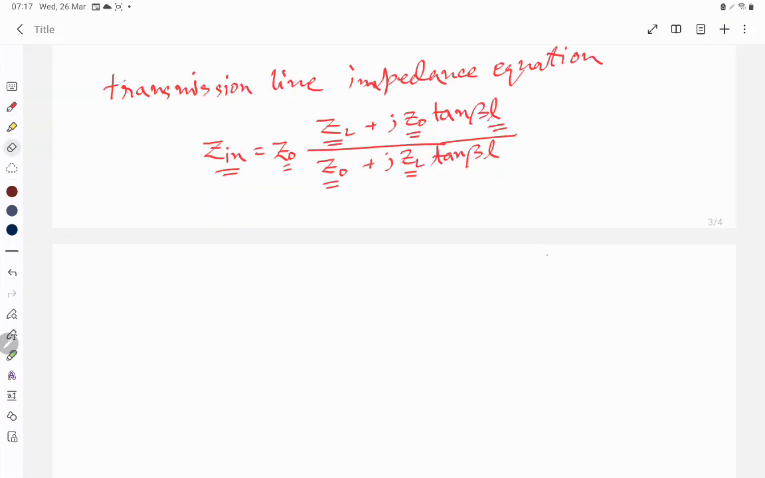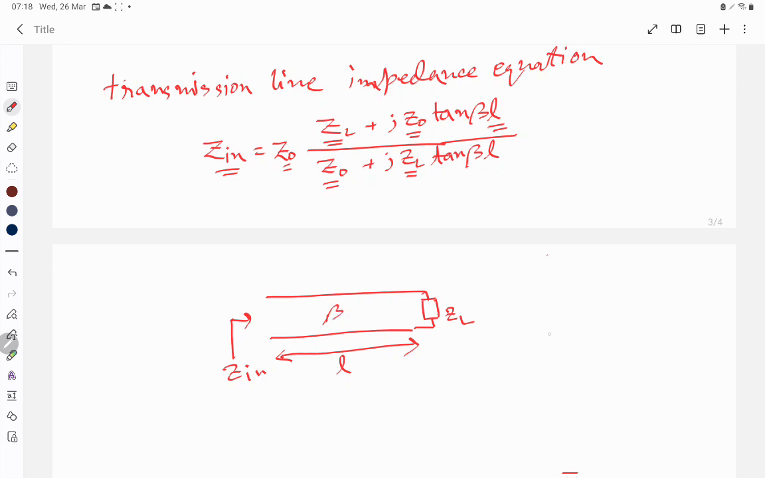To show it pictorially, a two conductor transmission line is here, and we want to see its input impedance Zin, and there is a load impedance ZL connected at the end of this transmission line of length L, and your propagation constant is beta. Beta is nothing but 2 pi by lambda, and we have a characteristic impedance Z0 for this particular line. What is the characteristic impedance of a transmission line? Maybe we can discuss that some other time.